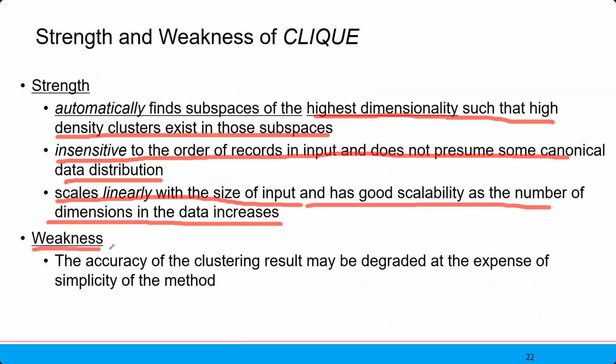But the weakness: the accuracy of the clustering result may be degraded at the expense of the simplicity of the method. So this method is simple. You just make the grid, you just make the cells. So we do not know whether the clustering result is good or not. But we can just use a simple method for making the clusters.